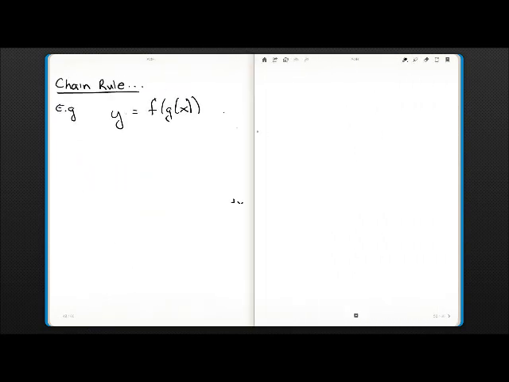The chain rule is a very simple but very helpful rule. It helps us find the derivative of functions that have an inner function. So let's say we have y equals f at g of x. f is the outer function and g is the inner function. So right now, if you want to find the derivative, it's kind of messy.